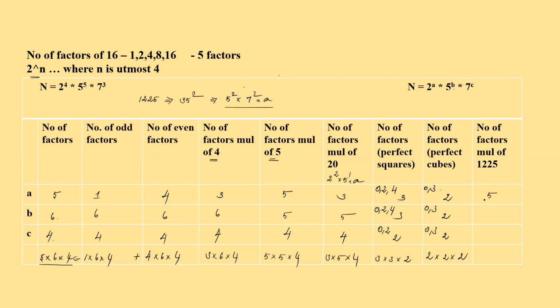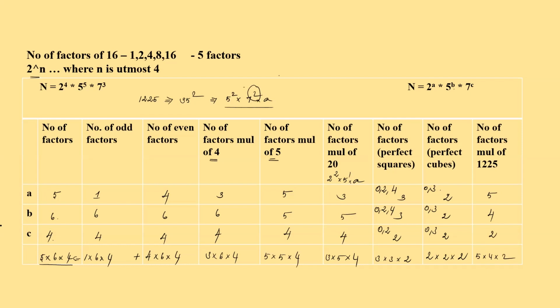So a can take values from 0 to 4. Okay, so all the 5 values it can take. And b is nothing but the powers of 5, so the minimum power should be 2. So 2, 3, 4 and 5. Only 4 values are possible. For the powers of 7, c, the minimum power again should be 2. That means you can take 7 power 2 and 7 power 3. So only 2 values are possible. So the total number of factors which are multiples of 1225 are nothing but 5 into 4 into 2, which is going to be exactly 40 factors that are multiples of 1225.